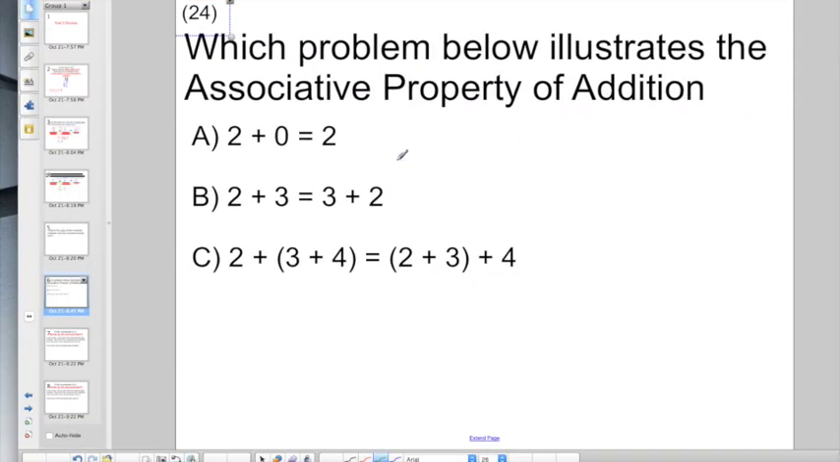Take a look here. Which problem below illustrates the associative property? And the word associative property, that's based on the root word associate. And when you say who people associate with, they're talking about who they're hanging out with, who they're close to. So the parentheses is all about the associative property, because in this case 3 and 4 are associating. But in this case over here, 2 and 3 is associating. So it is example C.